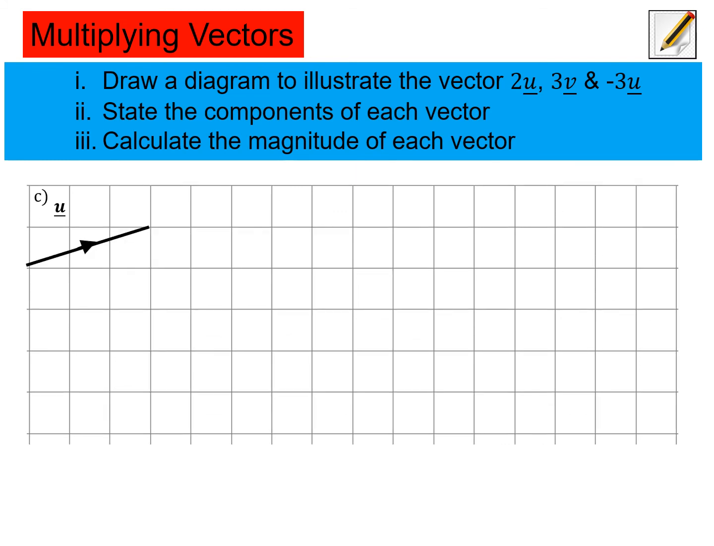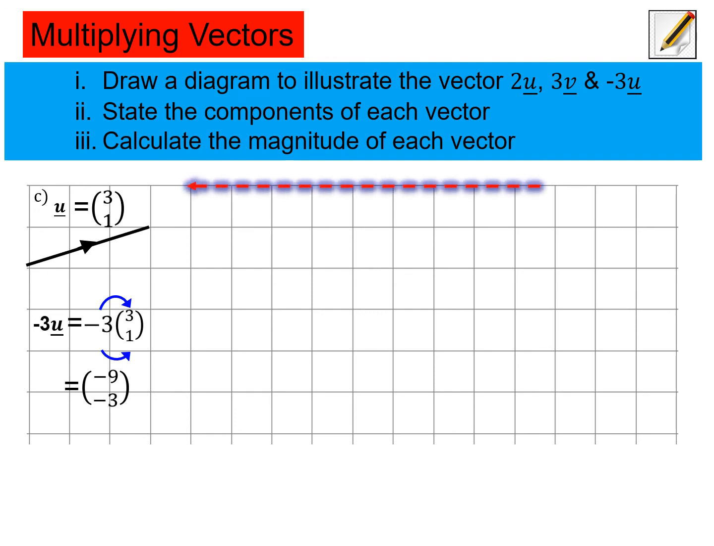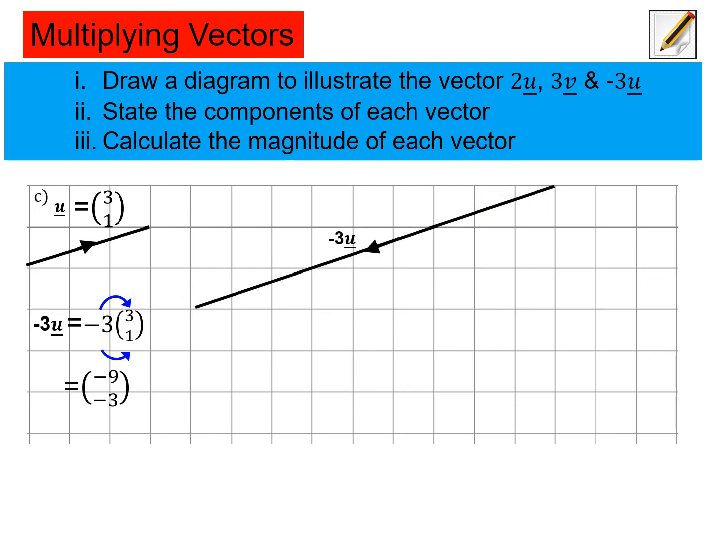Here we have the last example, and it's based on vector u again, and we already said that the vector u was the vector (3, 1). But we've been asked to draw the vector -3u. So we need to multiply the components by -3, so that will give us (-9, -3). Remember, the -9 tells us we're going 9 to the left, and the -3 tells us we're going 3 down. So from our starting point we go 9 left, 3 down, and that will give us our vector -3u, making sure we label the vector and the arrow is pointing in the right direction.